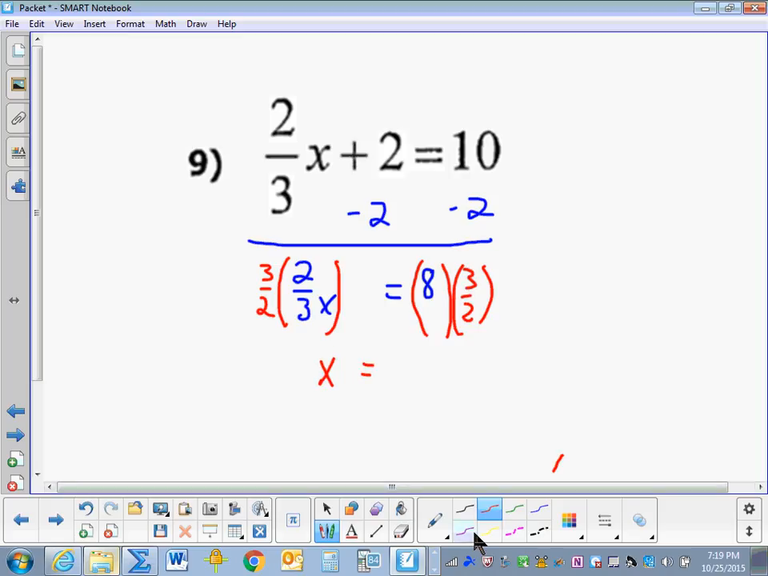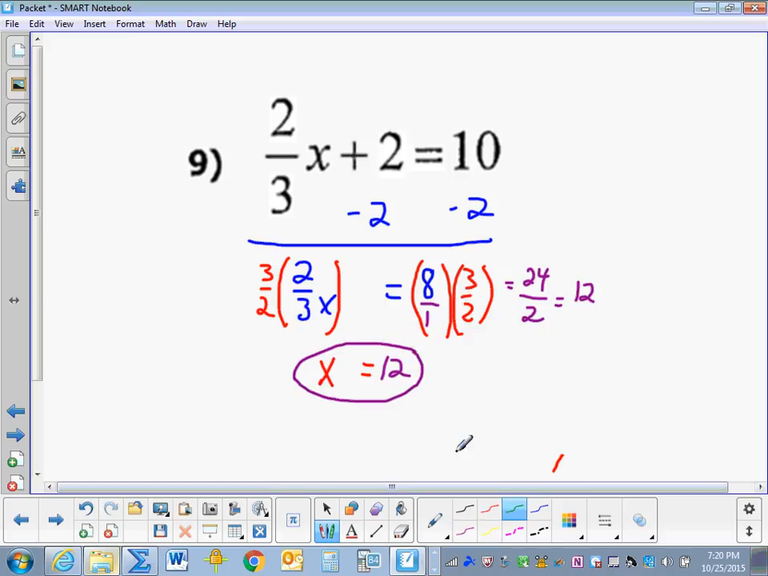Now on the right side, since I'm multiplying by a fraction, I'm going to make this 8 a fraction. So 8 over 1. Now I'm just going to multiply these fractions. 8 times 3 is 24. 1 times 2 is 2. 24 divided by 2 is 12. So x is equal to 12.